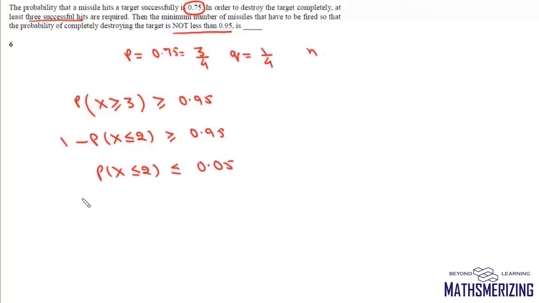0.05. Now this is the probability of X equal to 0, so it will be nC0 p to the power 0 q to the power n, plus nC1 p to the power 1 q to the power n minus 1, plus nC2 p to the power 2 q to the power n minus 2, and this will be less than or equal to 0.05.